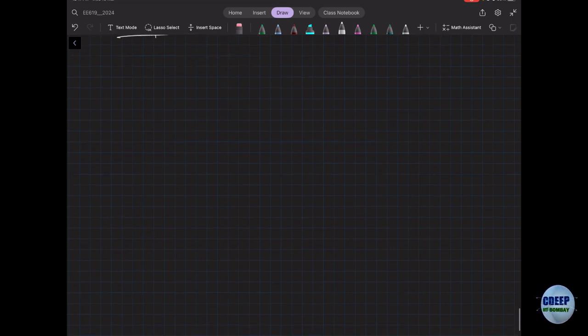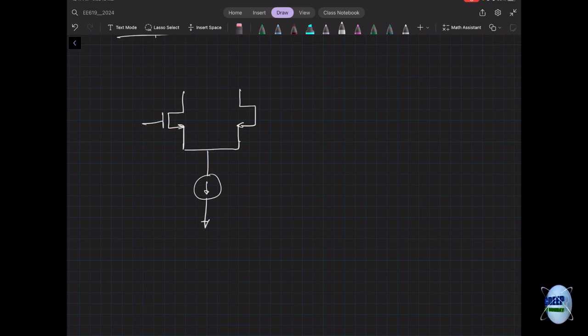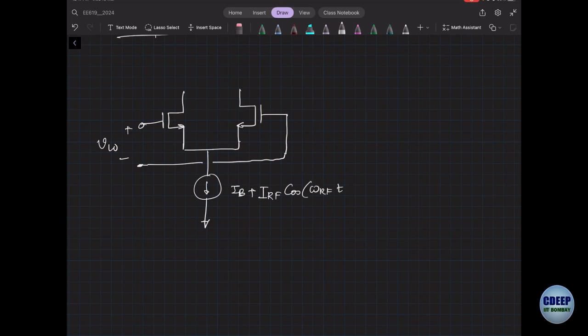Okay, so let's take an example. In this case, we use our favorite diff pair. And now it will be clear to you why I'm talking about the LO amplitude being high. This is going to be IB plus IRF cos of omega RF t. Agree? So VLO is very large. So what does that mean? Non-linear, but what happens to M1 and M2? The currents are I1 and I2. One of them is on, the other one is off. So it's almost like digital. You're switching it on and off, on and off. And that's what we love to do all the time.